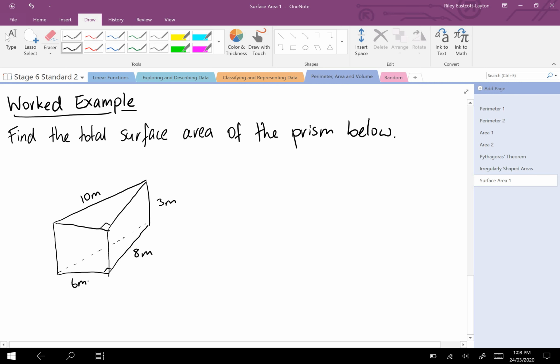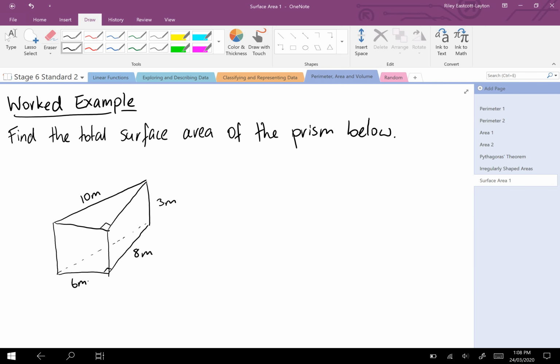Now, this question says draw the net. As I said, I'm not going to go through how to do that, but it's just as if you're imagining that you're unfolding a package that's this shape, which would be a pretty crazy package. I'm more interested in whether you can find the surface area.